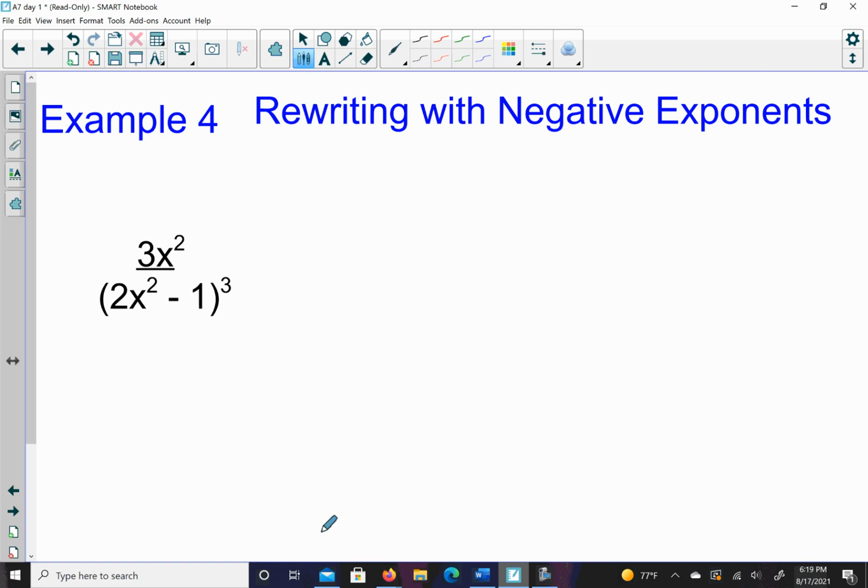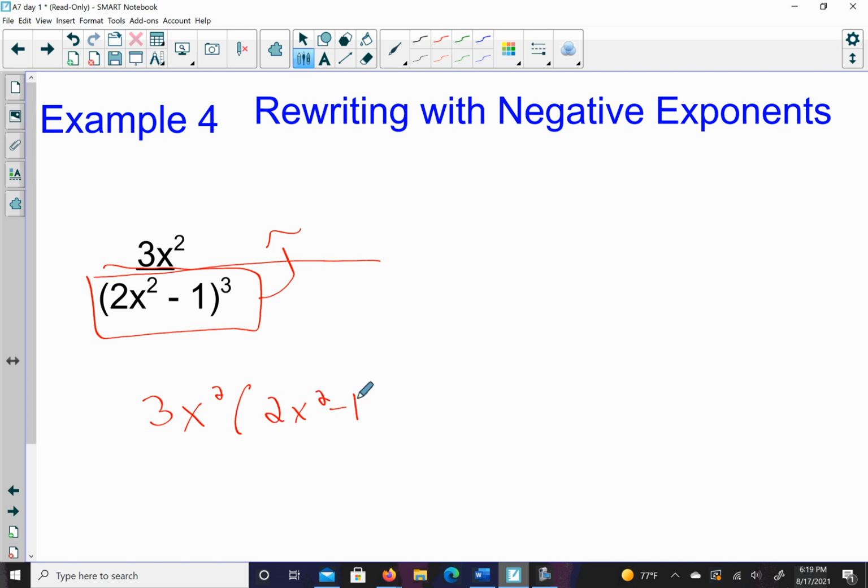So all I'm going to do is take this and bring it up to the numerator level. I'm going to leave the 3x squared there because it's there. I'm not going to put that in the denominator to make it negative. When I'm rewriting with negative exponents, that usually means that I want everything on the same level. So I don't want to have a fraction anymore. I don't want it written as a fraction. So this will be 2x squared minus 1. And then since I've changed the level, I'm going to now raise this quantity to the negative third power. And that's all you have to do for those ones.